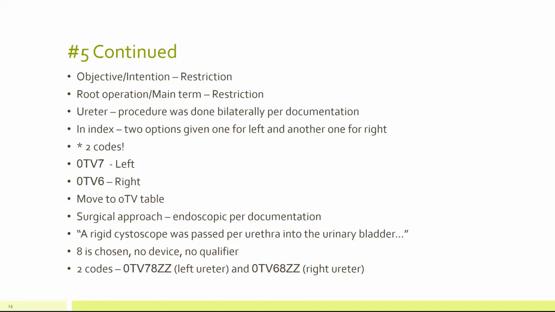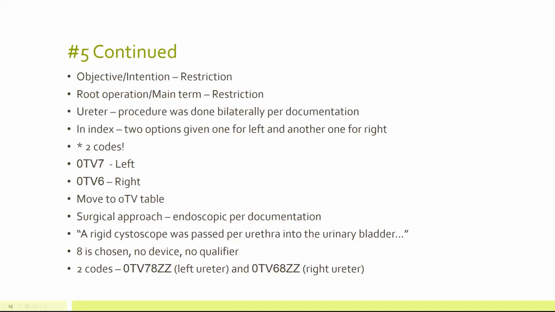He has a vesicoureteral reflux, grade 3. So our main term is restriction, then the anatomy. When we go that pathway in the alpha index, we find that we're given two parts of a code. We're given 0TV7 for left and 0TV6 for right. That's a big clue that, because this substance was injected on both sides, the right and the left ureter, we're going to have to use two codes because we don't have the option of bilateral. So we move to the 0TV table.